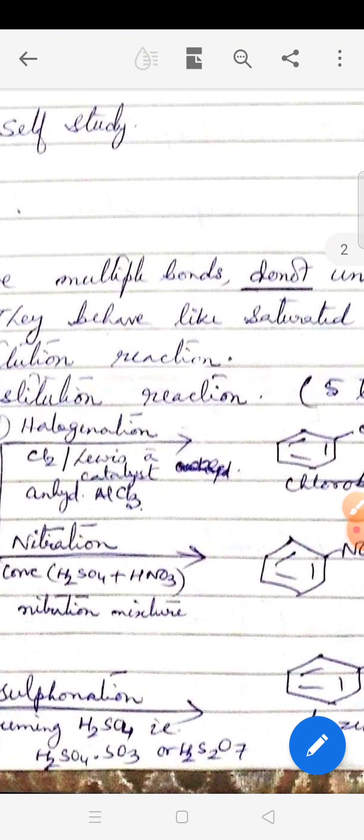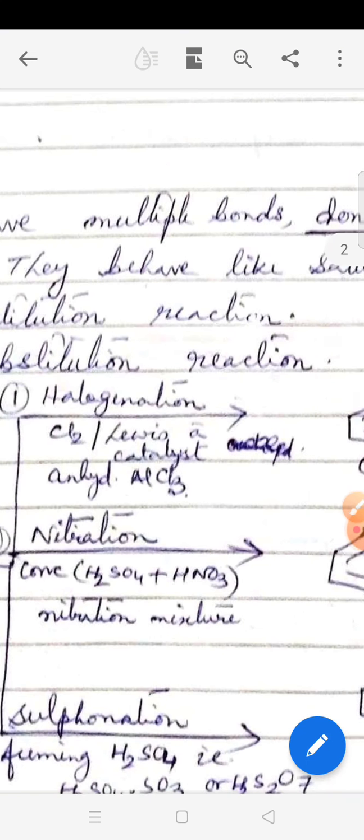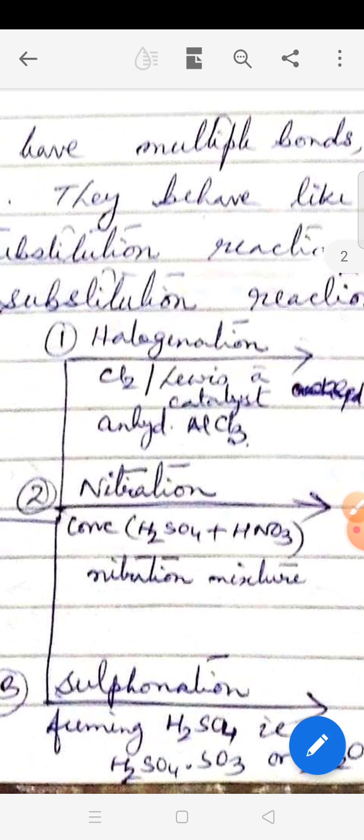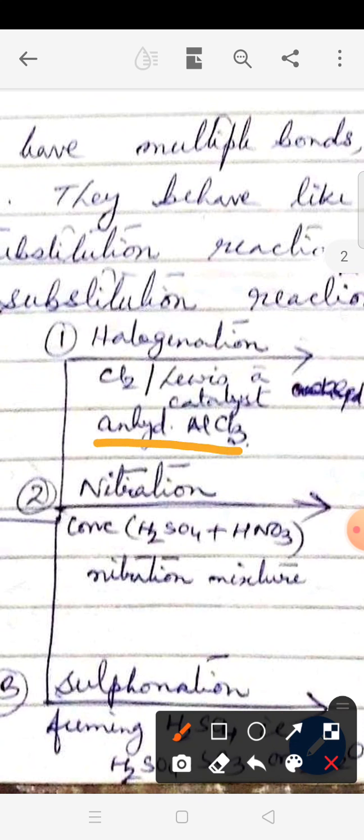So here we have the halogenation reaction. As the name suggests, you need a halogen. That means you are replacing the hydrogen of the benzene ring by a halogen. So the commonly used halogens are either chlorine or bromine. And it also demands a Lewis acid catalyst. And here we have chosen the Lewis acid catalyst to be anhydrous AlCl3.